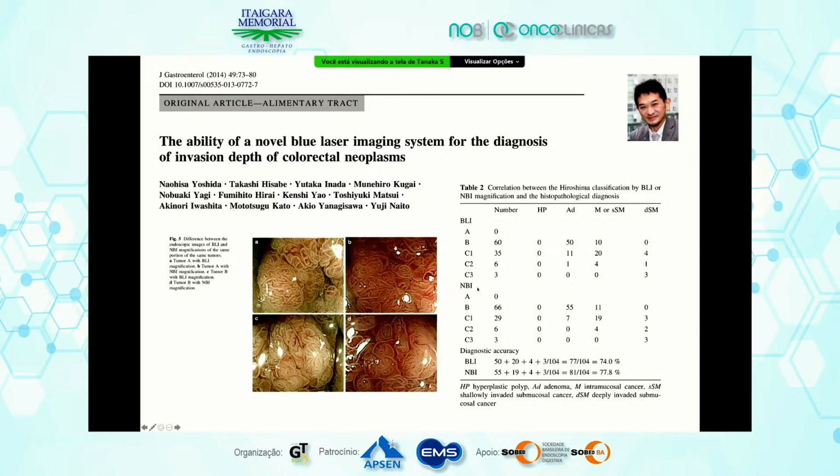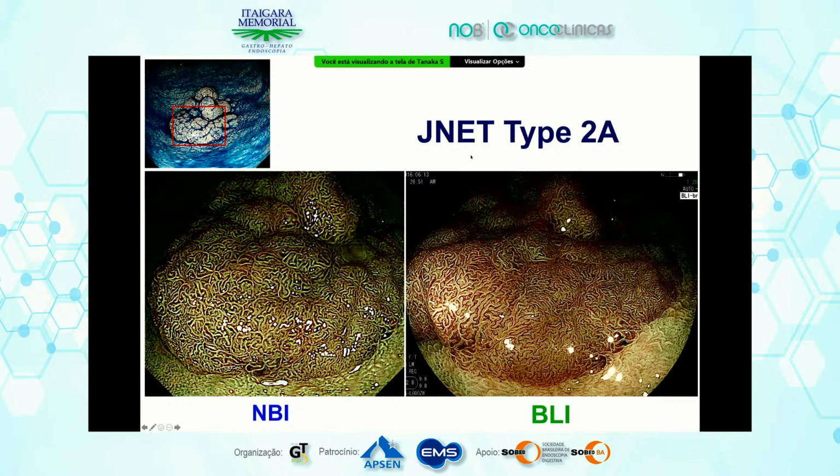JNET classification was established by NBI magnification. However, I know Fujifilm is very popular in Brazil. BLI can be applied. BLI can be used for JNET classification diagnosis. I will show an example. This is a JNET type 2A region. This is NBI magnifying view. This is BLI magnifying view. You can get almost the same findings.